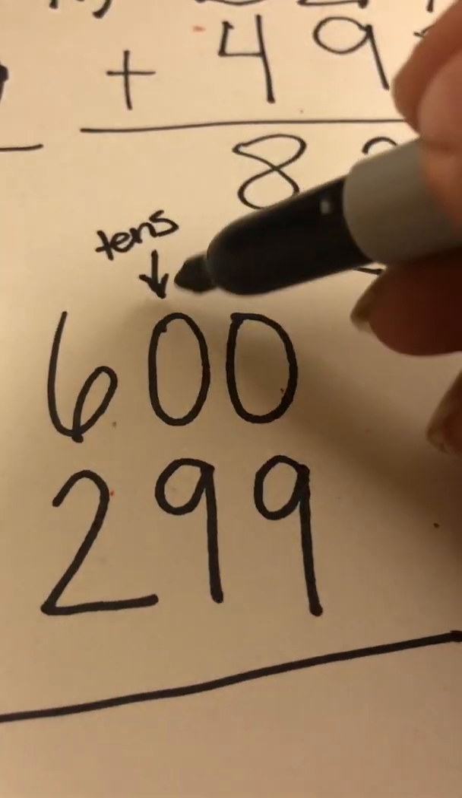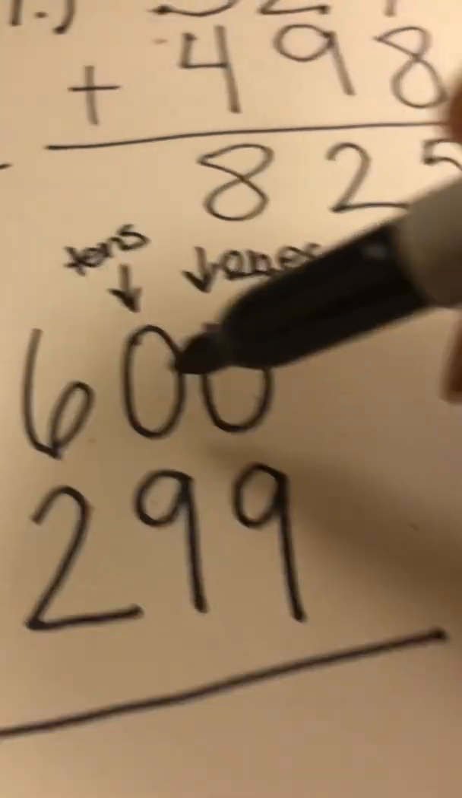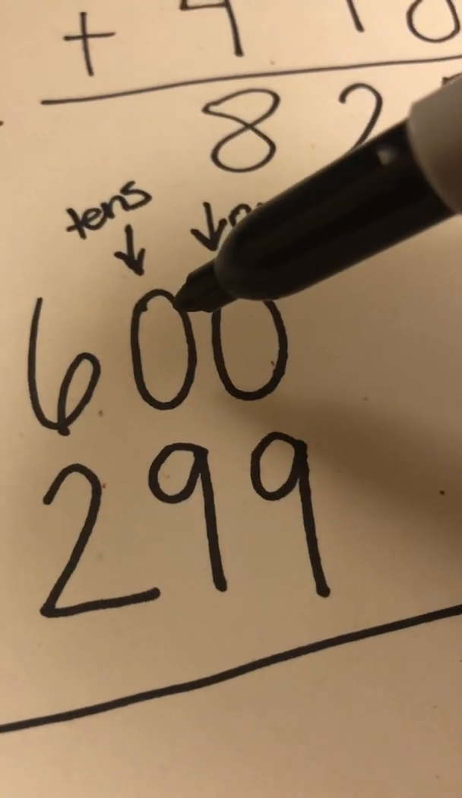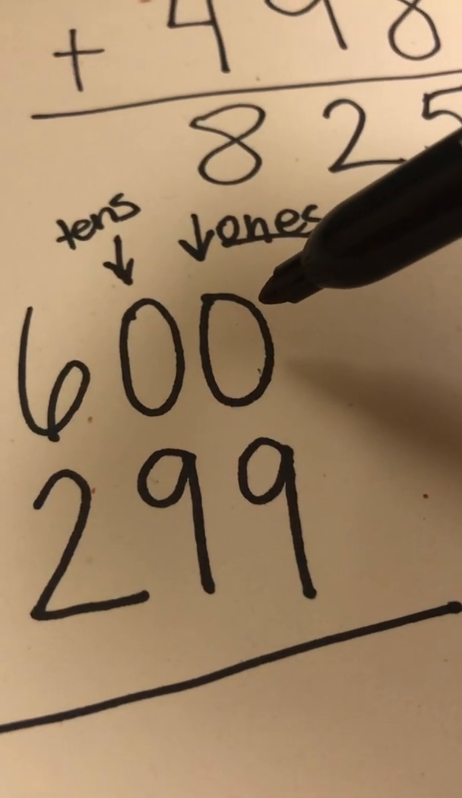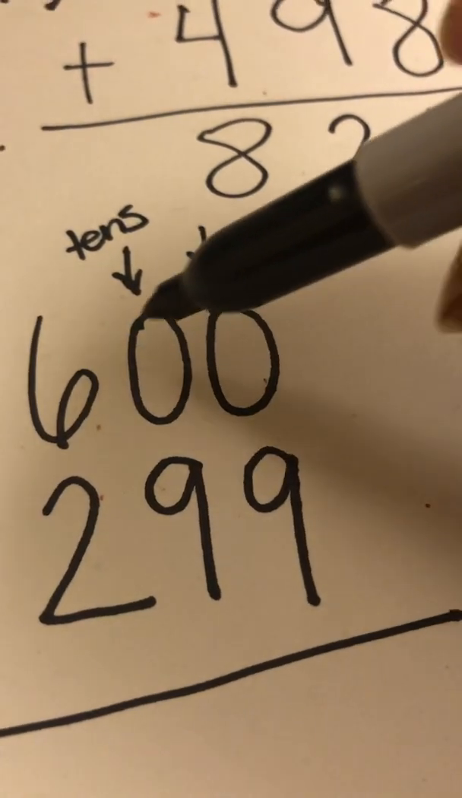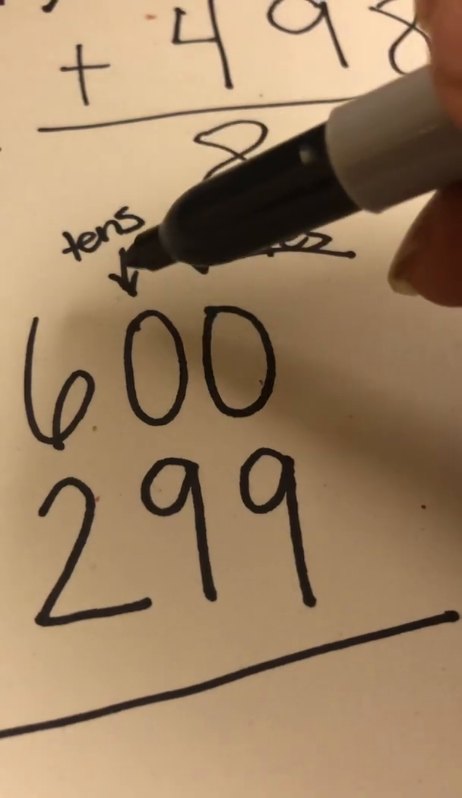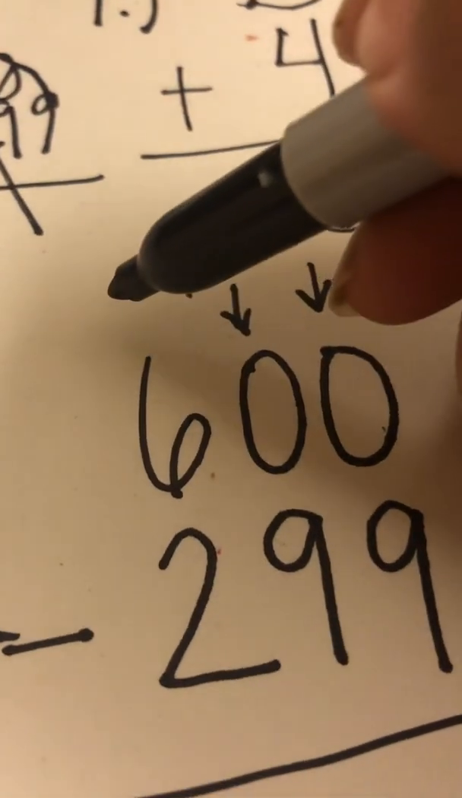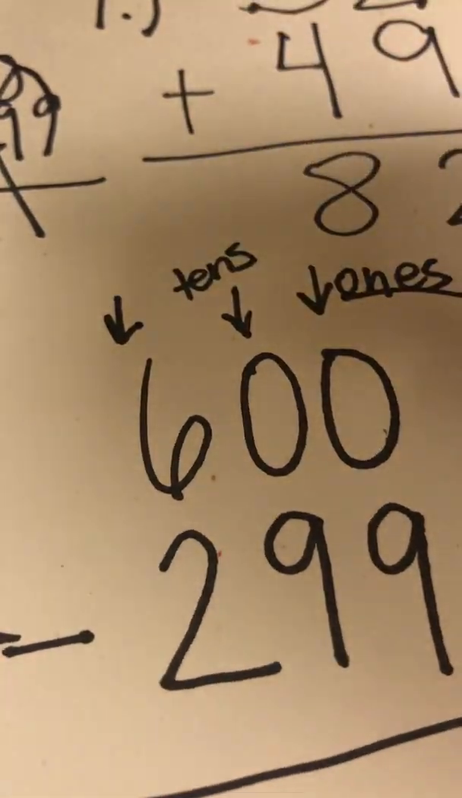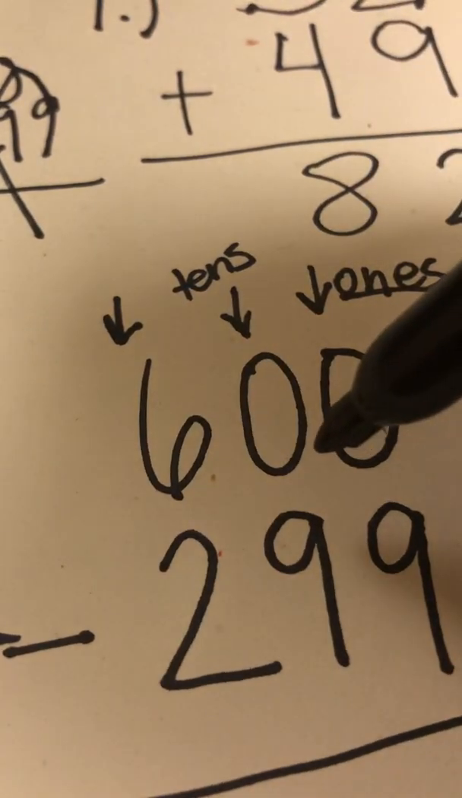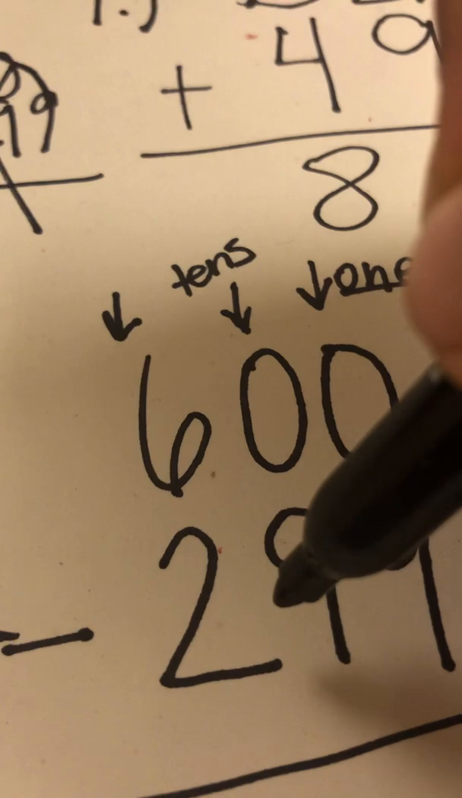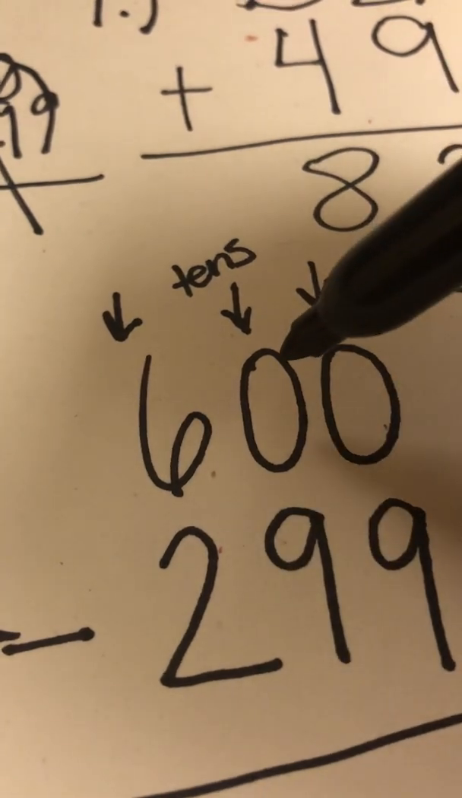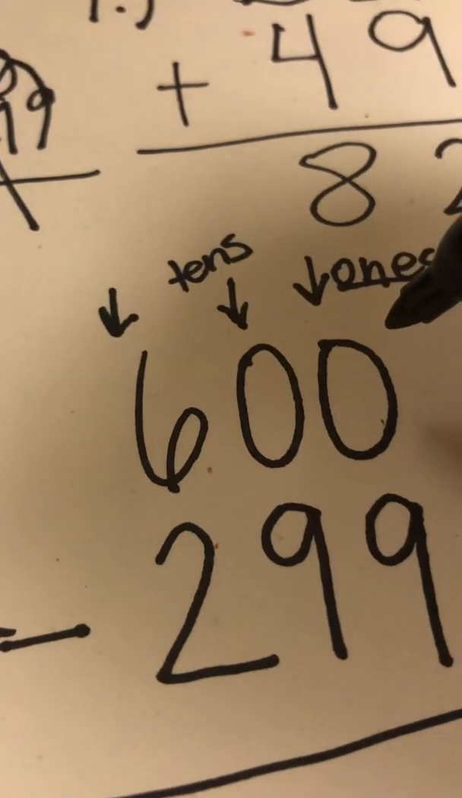Here's my tens place. Can the tens place give to the ones place? No, not if he's a 0. So the tens place is going to have to ask his friend, the hundreds place, if he can borrow for himself, and then the tens place can let the ones place borrow.